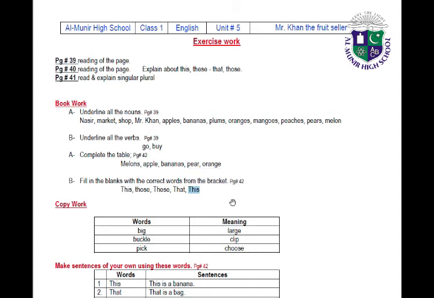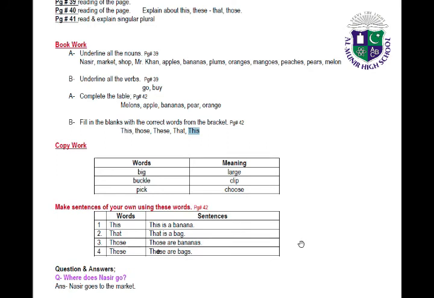Now come to the question number C. Make sentences with these words, the words which are given to us: this, that, those and these. So you have to write these sentences on your book, page number 42. Write the first sentence of the word this. This is a bag. This is a banana. The first sentence is this is a banana.